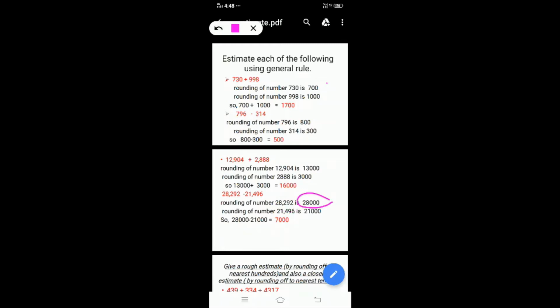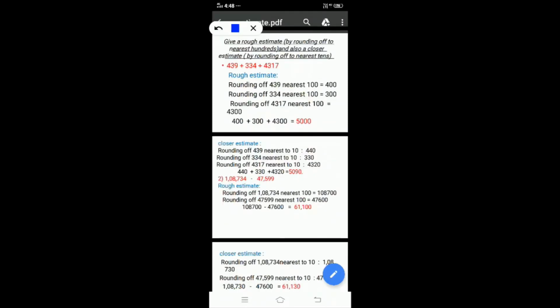Now rounding the number 21,496. 496 is again less than 500. That's why there is no change in the 1000 place, and the number becomes 21,000. And 28,000 minus 21,000 is equal to 7,000, which means you have to do the simple subtraction here. The next question is to give your rough estimate by rounding off to the nearest 100, and also a closer estimate by rounding off to the nearest tens.